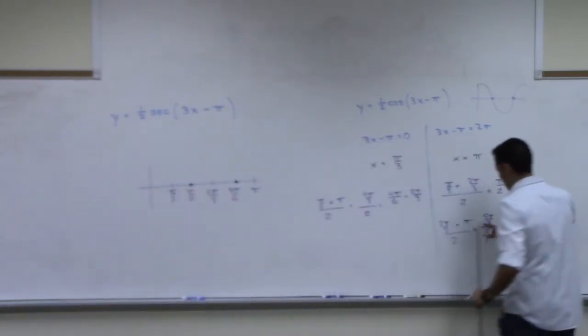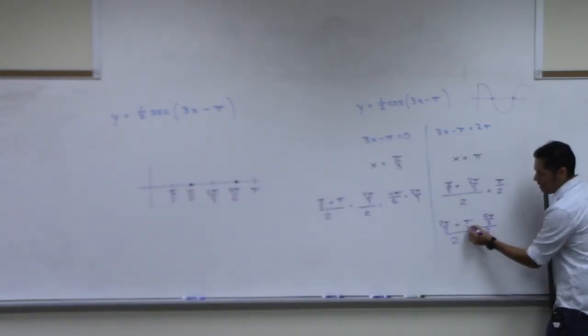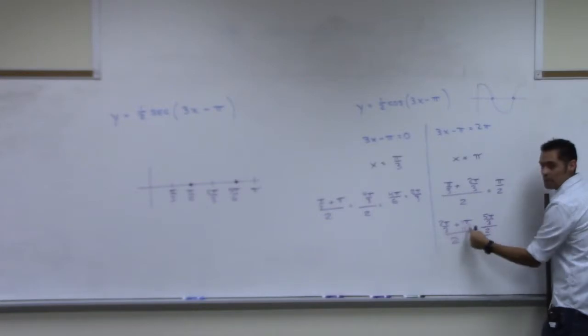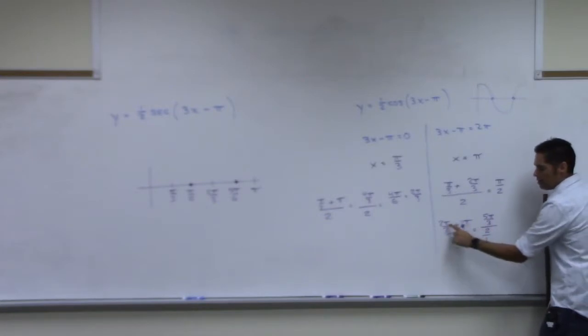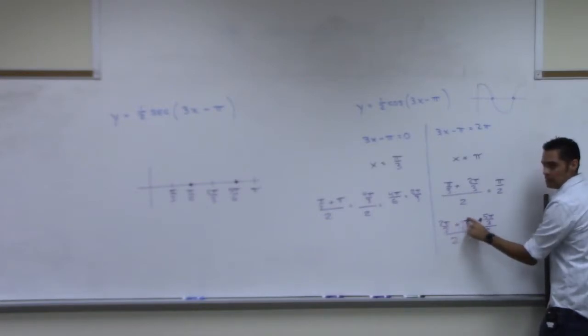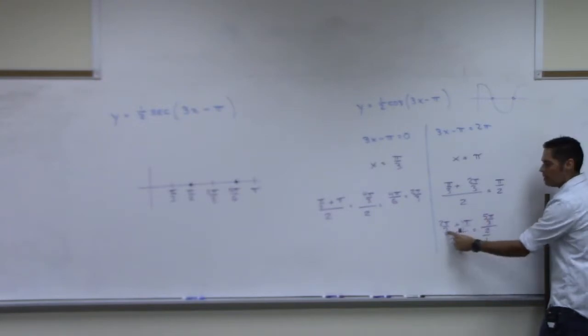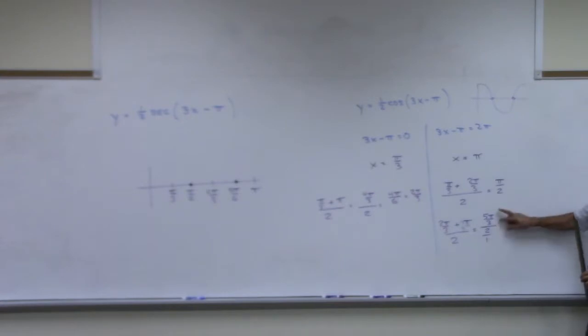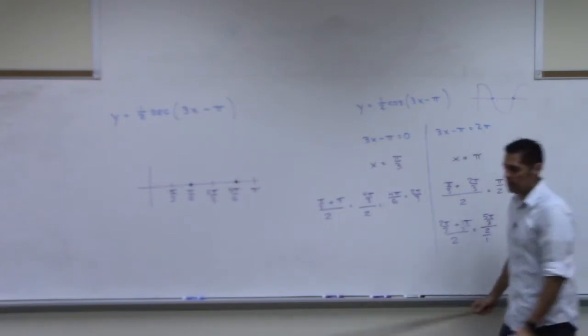Yes? How did you get 5 pi over 3? Right here? Yeah. Okay, so this pi is like a pi over 1. And so I need to put a 3 here and a 3 here so that I get the same denominator. And then I do 2 pi plus 3 pi, which gives me 5 pi over the common denominator of 3. Yes? So that's that, and then you flip it and it becomes 5 pi over 6. All right, so I put the x-intercepts. Next, what do you want me to do?